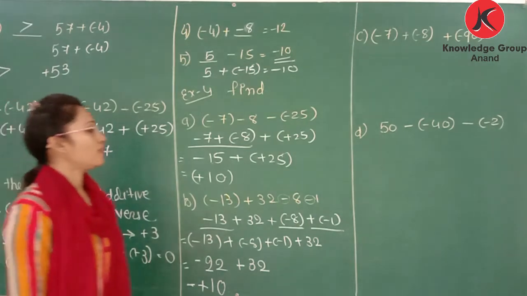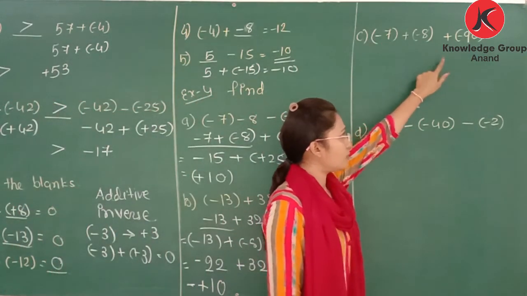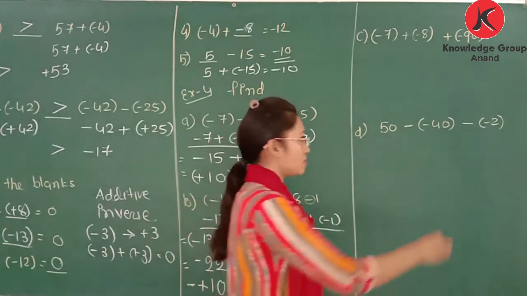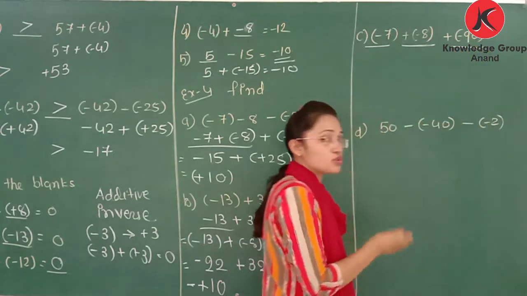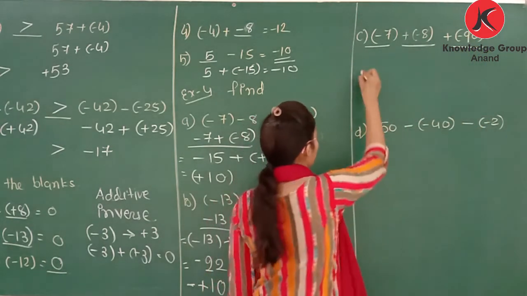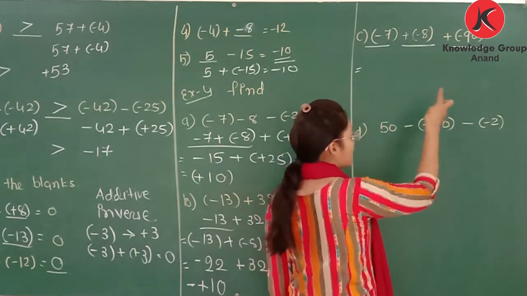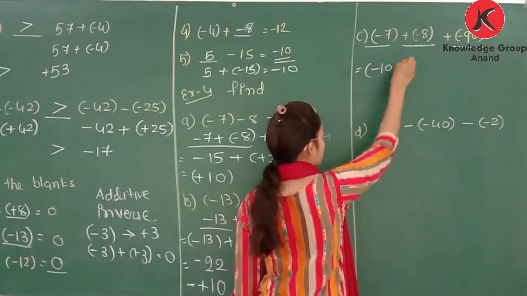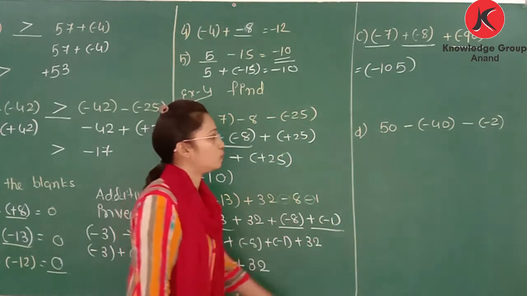Clear? Now next one. Minus 7 minus 8 plus minus 9. So here all numbers have the same sign. You can see minus 7, minus 8 and minus 90. So directly add the numbers. 7 plus 8, that is 15. 15 plus 90 is 105. Answer has a negative sign, because all numbers are negative.